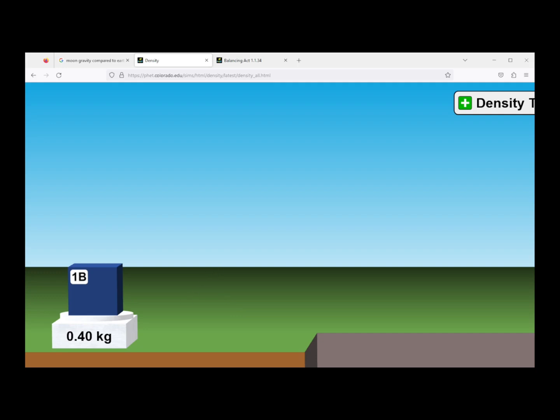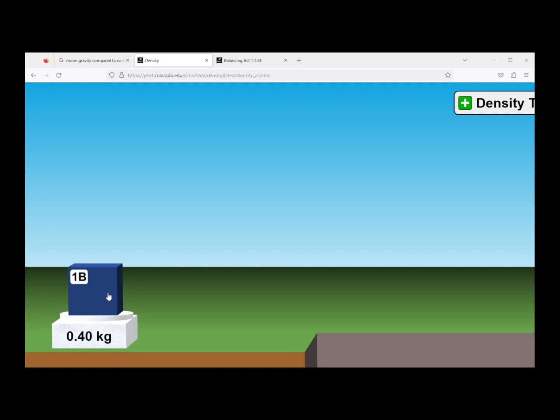That's why this scale, if we took it to the moon, would not read 0.4 kilograms as the weight of this object. It would read 1/6 of that value. That is, it would read 0.066 kilograms. And that's not the object's mass. That's not the object's mass on Earth. The object's mass on Earth is 0.4 kilograms, and the object's mass on the moon is also 0.4 kilograms. This object's mass is 0.4 kilograms no matter what the weight of the object is.